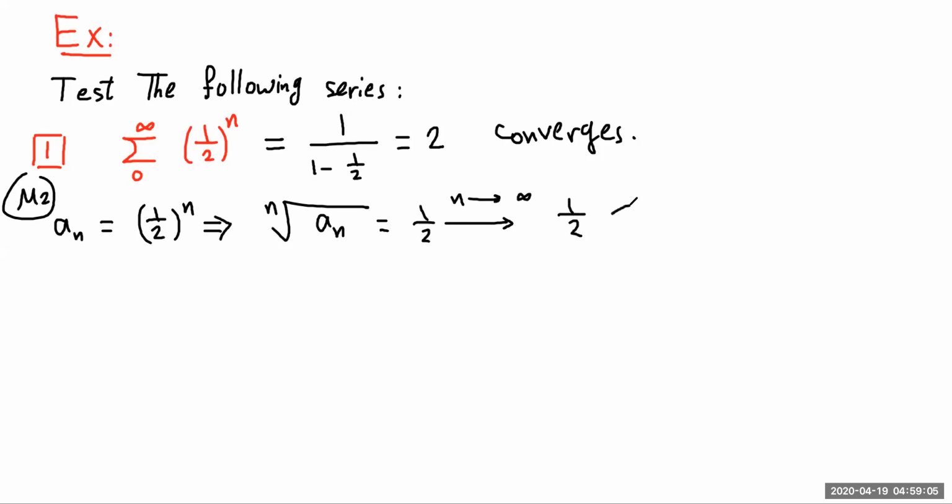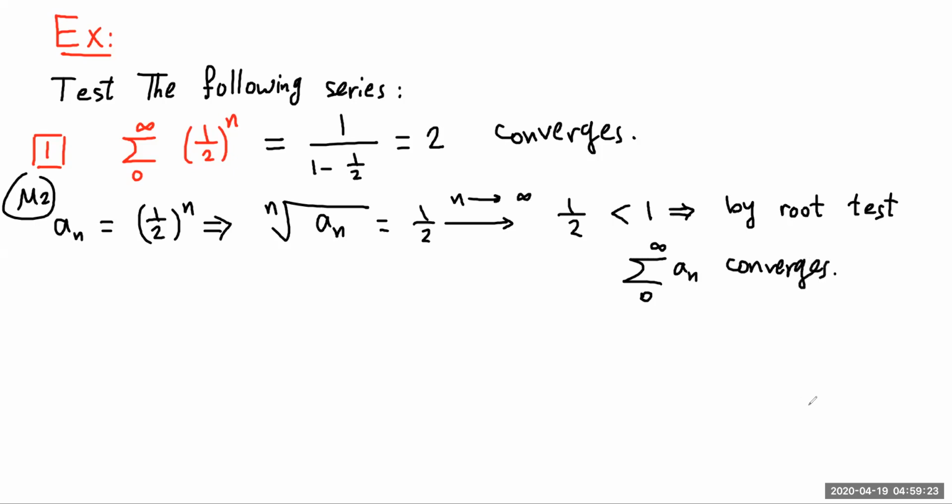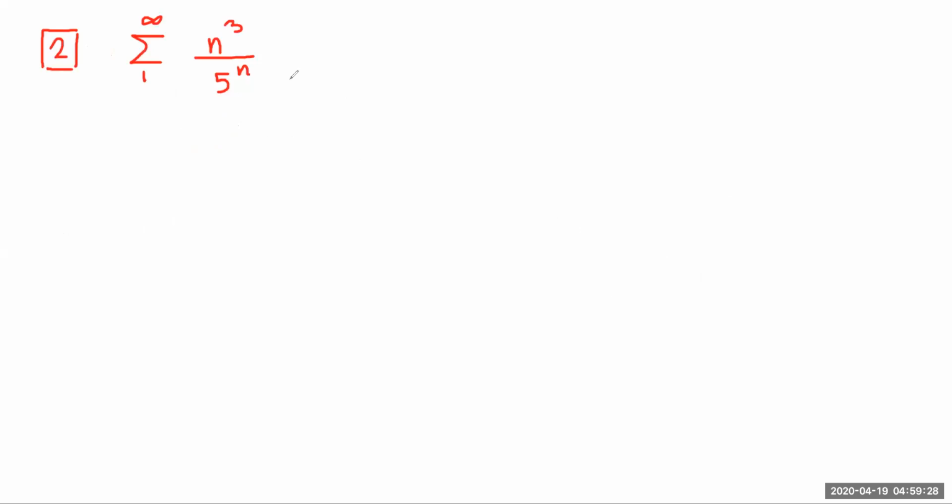What is the limit of this term when n goes to infinity? It's a half, less than 1. Now by root test, sigma a_n from 0 to infinity converges. Let's take the next exercise. Here this is sigma a_n from 1 to infinity. So let's take the nth root of a_n.